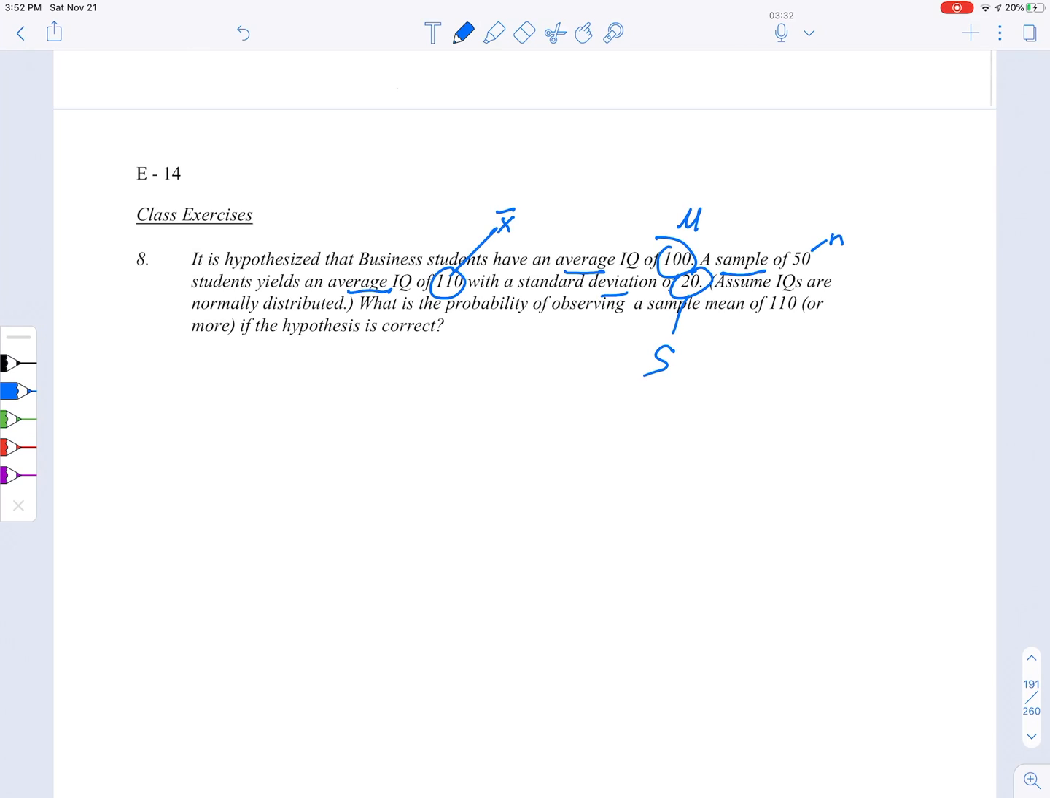Assume that IQs are normally distributed. What is the probability of getting a sample mean of 110 or more if the hypothesis is correct? All right, let's go through and see how we would do this calculation here. The first step is, what do we know about the population? Well, X is normally distributed. We've got a hypothesized mean of 100, and we don't know what the population standard deviation sigma is. We're given a sample standard deviation of S. So that means that we're going to be using a t-distribution.